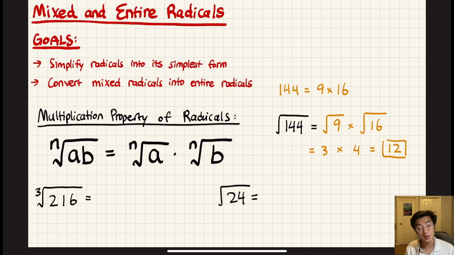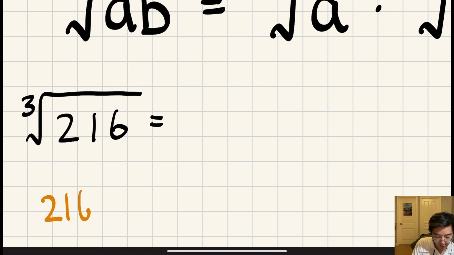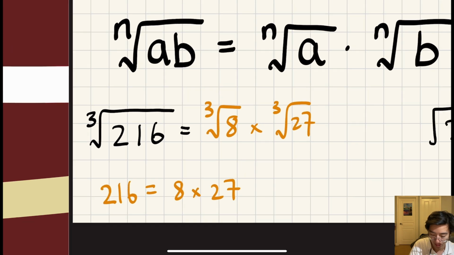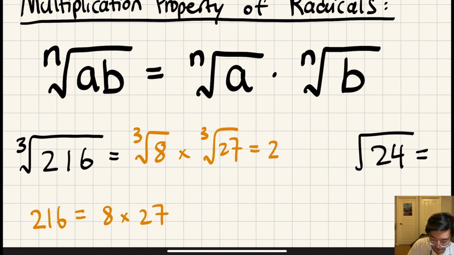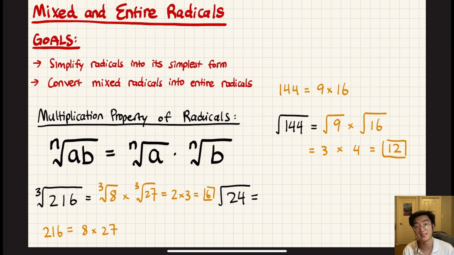Now this works for any other root as well. Let's take the cube root, for example. 216, we can write as 8 times 27. So the cube root of 216 is the cube root of 8 times the cube root of 27, which gets us 2 times 3, or 6. So the cube root of 216 is 6. This is what it means to have the multiplication property. We can take a number in a root and split it up into its factors.